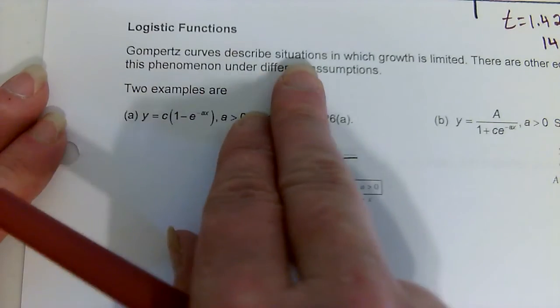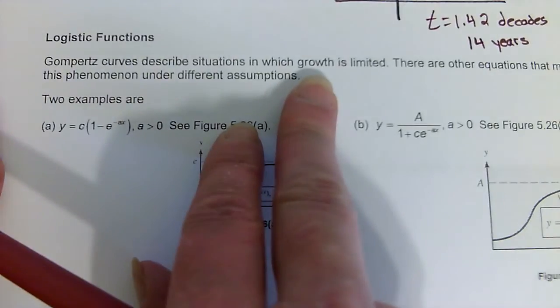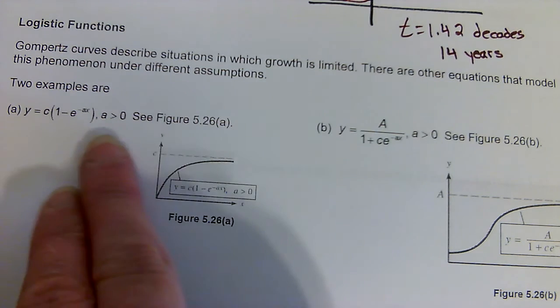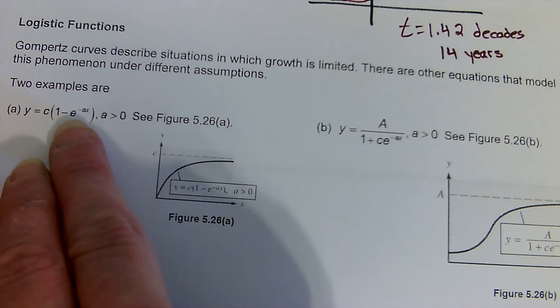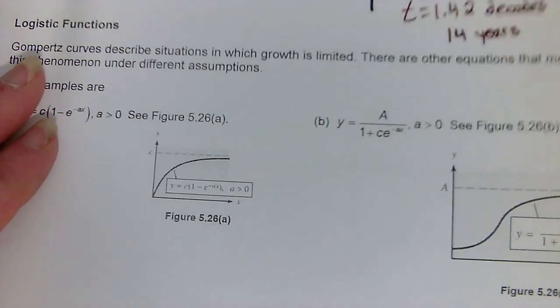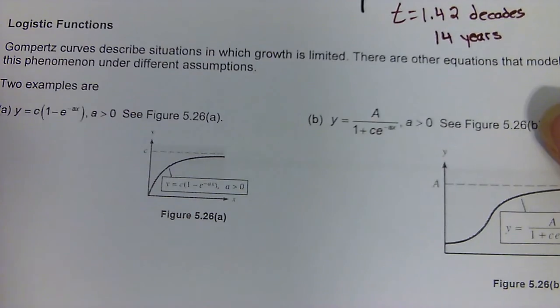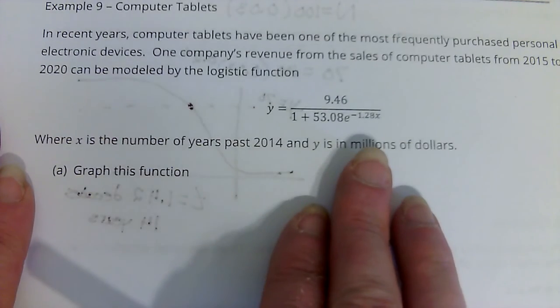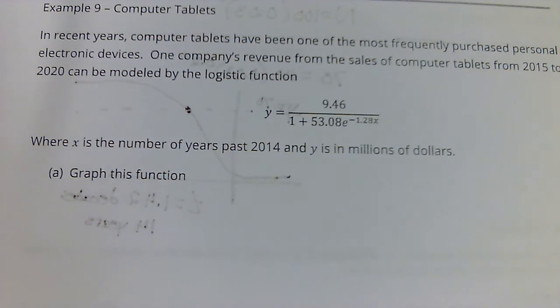So those curves describe situations in which growth is limited. There are other equations that model this phenomenon. We have these two ways of writing it. You won't have to know any of those. The second one is also called a logistic curve. That one, there is actually an option in the calculator to do a model using a logistic curve. But you won't have to write the equation. You're usually going to be given it.